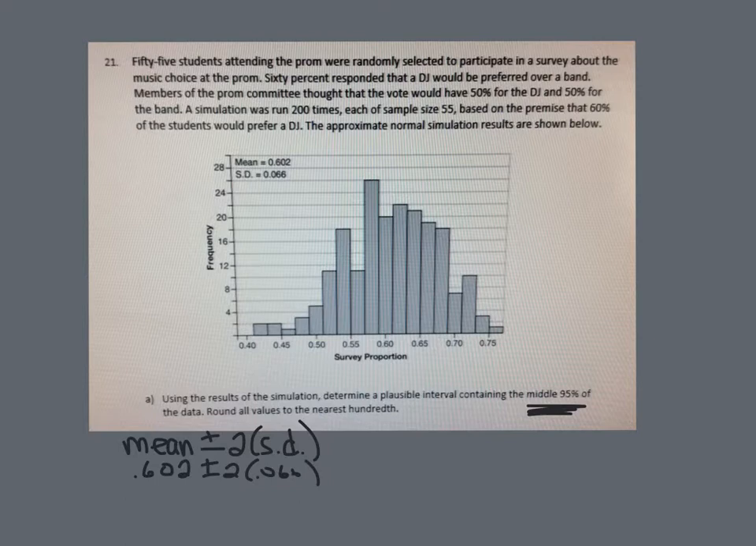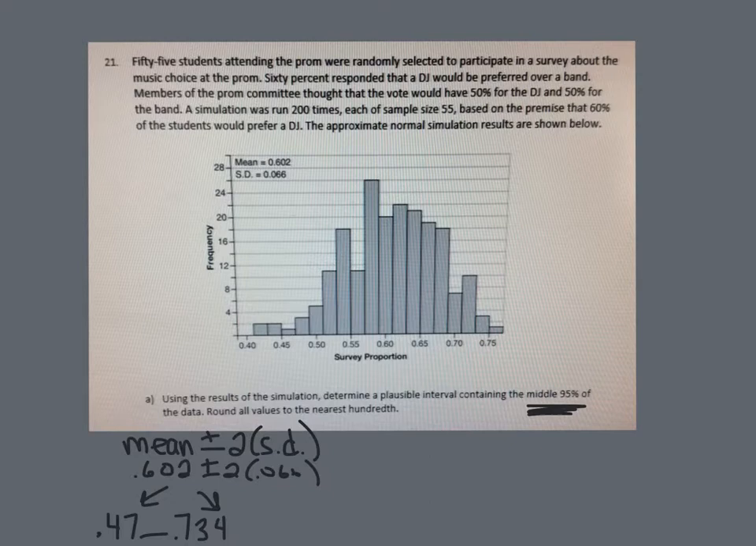Okay, so I'm just going to break this off into 2 separate calculations, the lower bound of our interval and the upper bound of our interval. If we were to do 0.602 minus 2 times 0.066, that's going to give us 0.47. So that's the lower bound. Okay. Then if we were to do 0.602 plus 2 times 0.066, that gives us 0.734. So this right here is our interval that contains the middle 95% of the data.